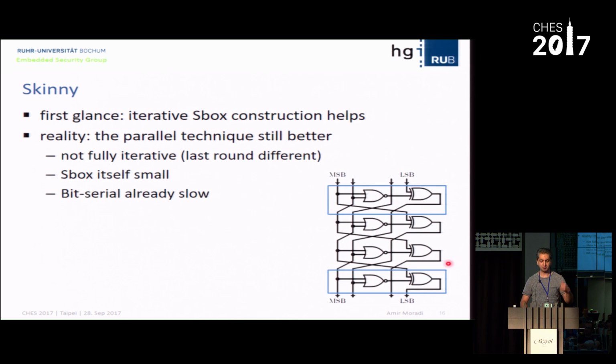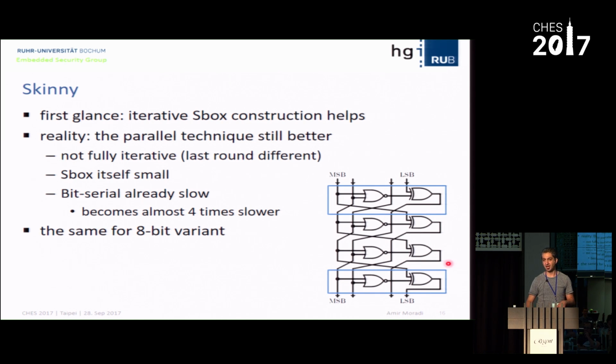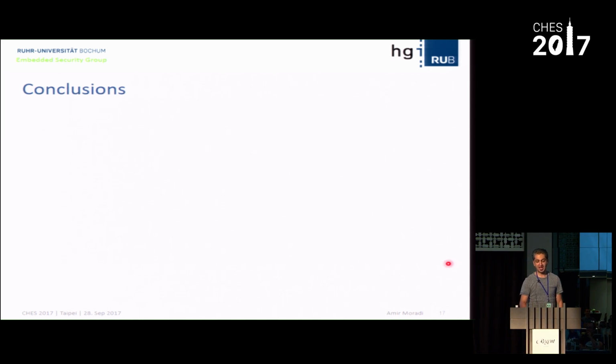And then at the same time, bit serial is already slow, and then it becomes 4 times slower if you want to implement this again serially. And then it was not motivating that much, and the same actually has been seen by the 8-bit variant. This is my last slide.